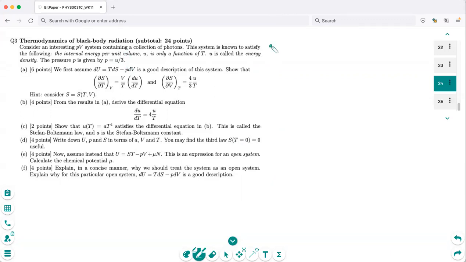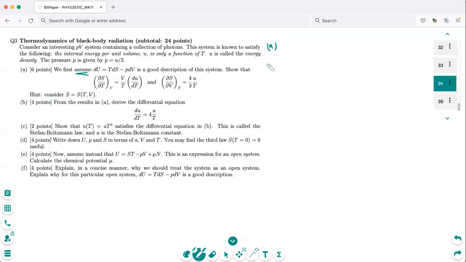In part A, you are asked to assume this expression is a good description of this system. And this is a fun thing. You are going to do this, and then later you are told to repeat the same thing for an open system, and then let's see whether this assumption is still good. So keep in mind the purpose of this exercise. And how do you show this? You are given the hints. You are asked to consider this.